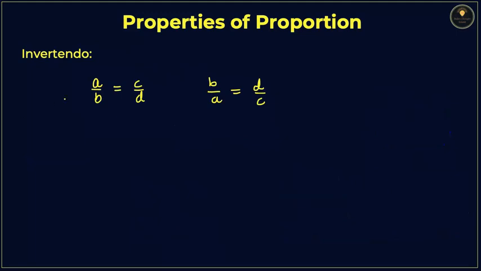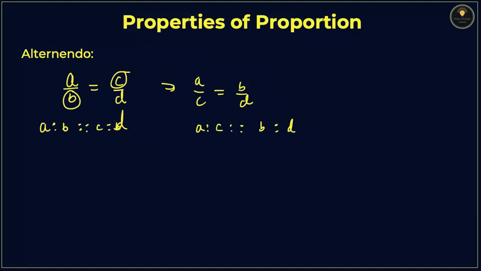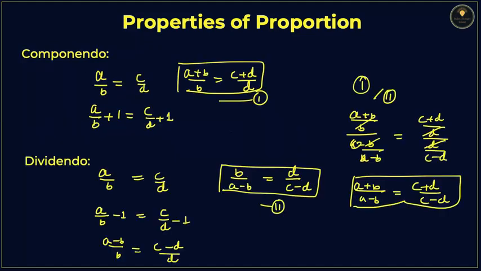Let's revise it again. Invertendo means we have to take the reciprocal of the value. In alternendo, we have to change the places. In componendo, we have to add the denominator to the numerator, and in dividendo, we have to subtract the denominator from the numerator. Now last one, componendo and dividendo, we have to divide the values. So we will write a/b = c/d. So we can write the same thing as (a+b)/(a-b) = (c+d)/(c-d).